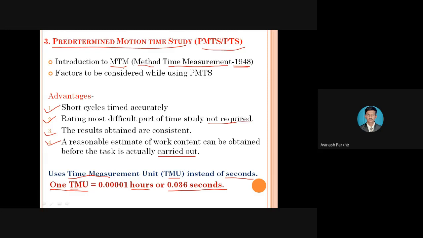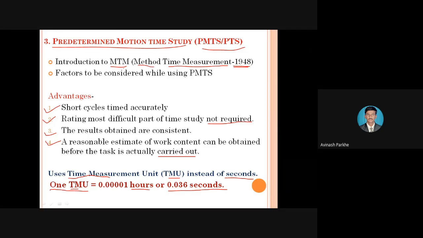Therefore, this concept is called a predetermined motion time study, which is also called PTS. So what is meant by PTS? Predetermined time standards. So this is the third method of work measurement. In total, we have discussed 3 methods in this chapter. The first method is called time study, the second method is called work sampling, and the third method is called predetermined motion time study. It is also called a system.